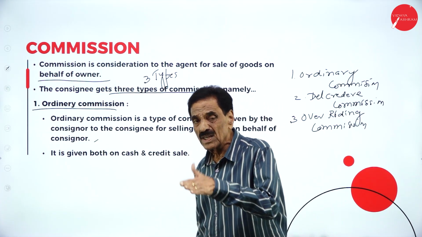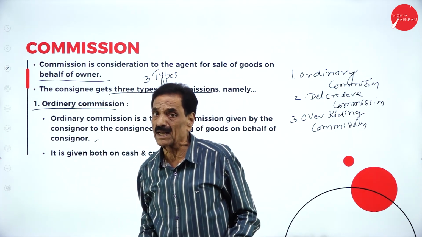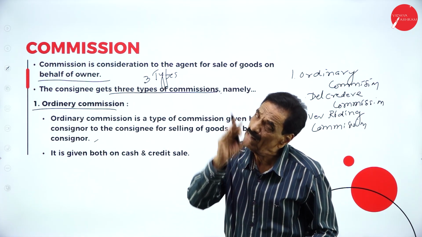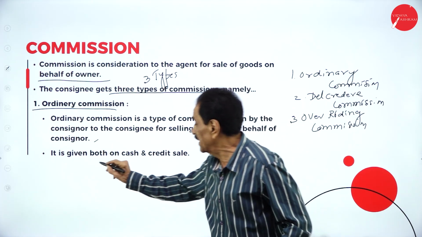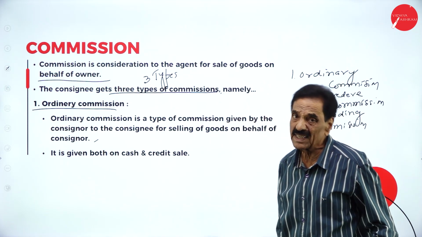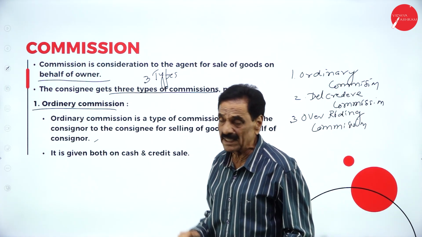Who will sell the goods? The agent will sell the goods on behalf of the consignor at the risk of the consignor for a consideration. The consideration is called commission. It is given on both cash and credit sale. It may be a cash sale or a credit sale. He will get the commission.